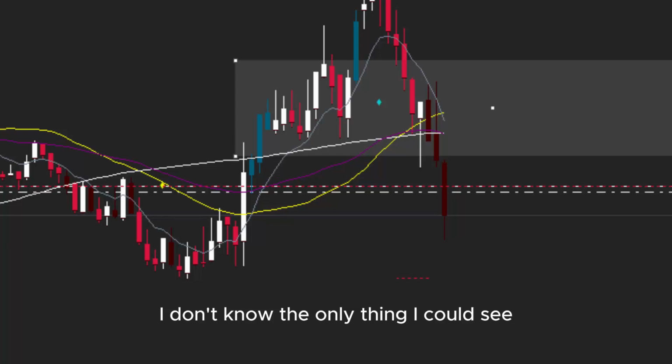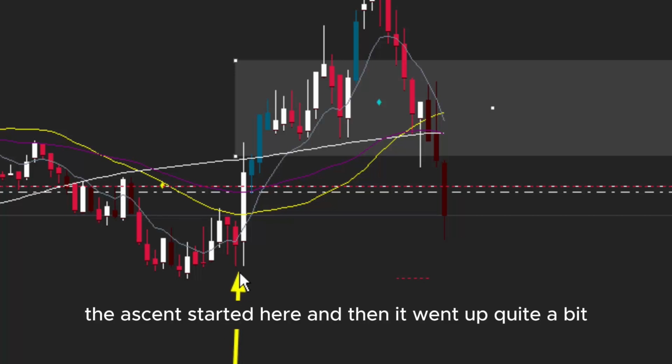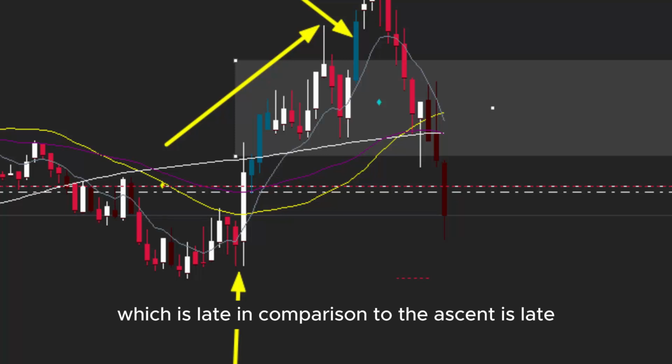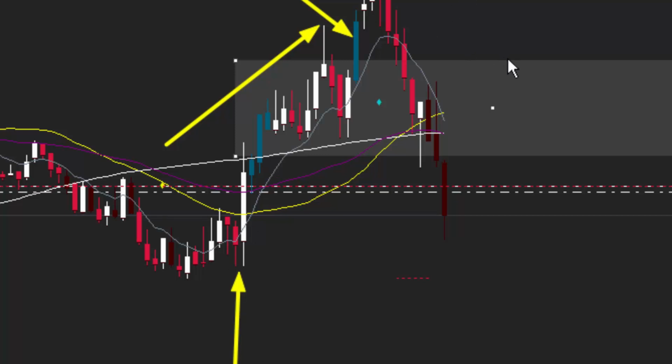The only thing I could see that went wrong with that trade is that we came in late. The ascent started around this candle here. The ascent started here, and then it went up quite a bit, and then we joined. This is the candle we joined, which is late in comparison to the ascent. So that's the only thing I saw.